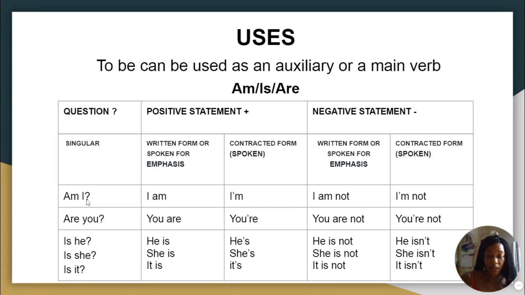So, am I? I am. I am not. I'm not. Are you? You are. You are not. You're not.